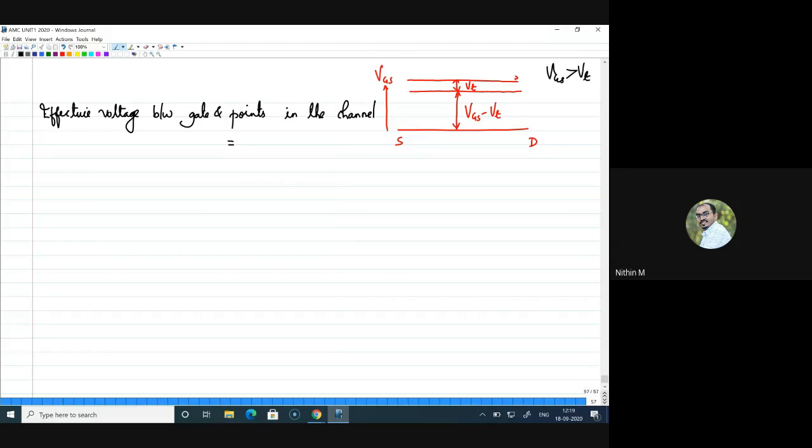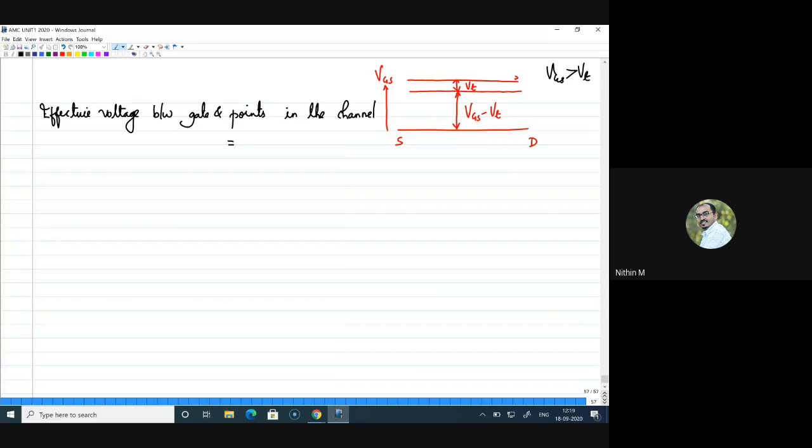Can I get answers in the chat box? What will be the effective voltage between gate and the points in the channel, or between gate and channel now? Yes, it is VGS minus VT.